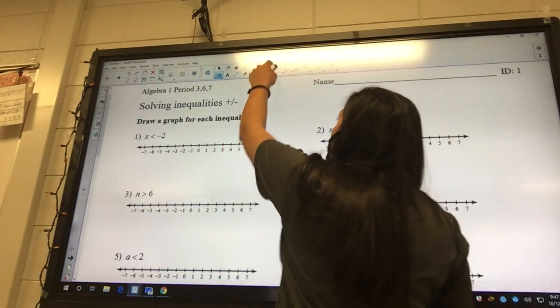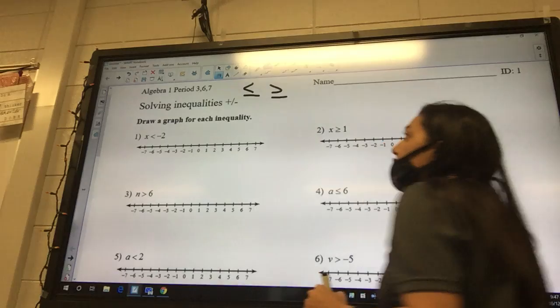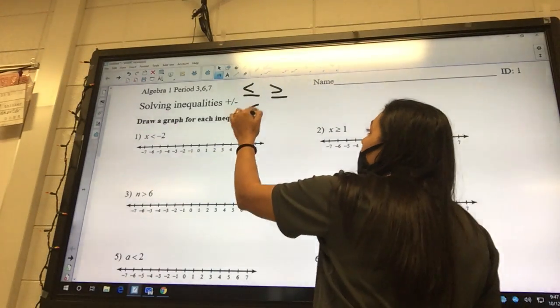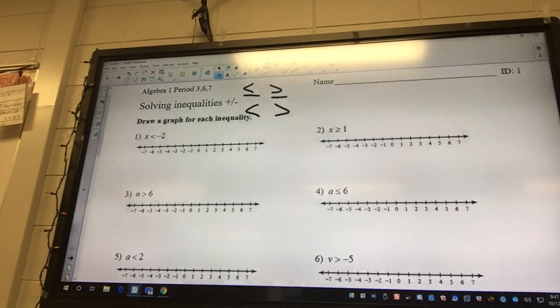If you need some little notes, there are these inequalities: less than or equal to, or greater than or equal to. And then there are these inequalities, less than and greater than. We associate them with a specific type of dot.